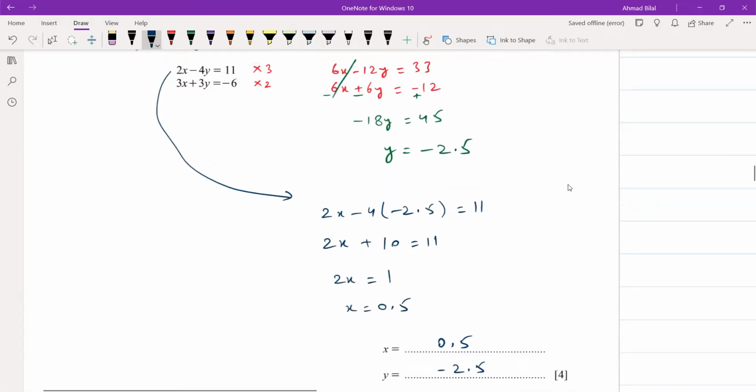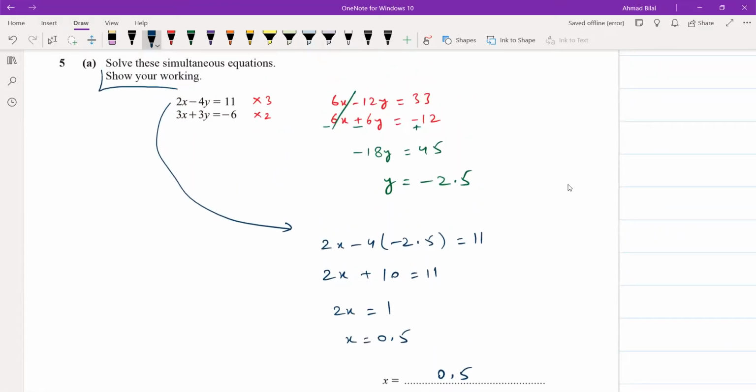Okay. Now make sure that you show your working, उसने आपको यहाँ पे specify भी किया हुआ है, because the thing is these equations can be solved from the calculator directly, and examiner of course knows that. So अगर आप directly answer लिख दोगे तो examiner को लगेगा कि आपने calculator से directly किया है, and you will not get marks for that.